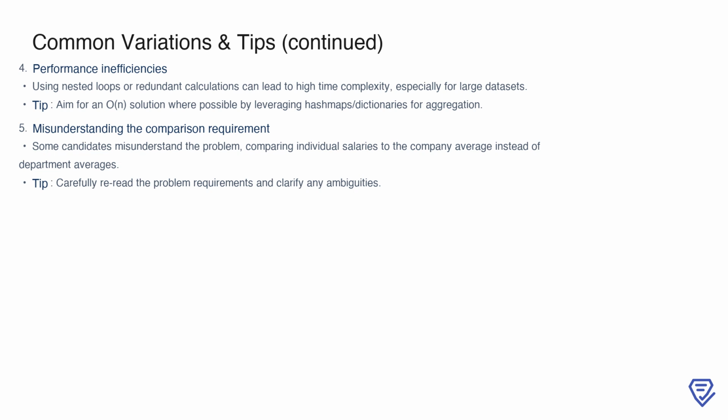Using nested loops or performing redundant calculations can drastically increase time complexity. Instead, aim for an O(n) solution by leveraging hash maps or dictionaries for efficient aggregation. Another pitfall is misunderstanding the core requirement of the problem. Some candidates mistakenly compare individual salaries to the overall company average rather than comparing them to their respective department averages, which is the actual requirement. To avoid such misunderstandings, it's crucial to carefully reread the problem description, paying attention to specifics, and clarify any ambiguities before proceeding with your solution.